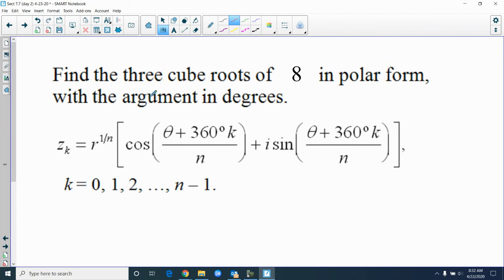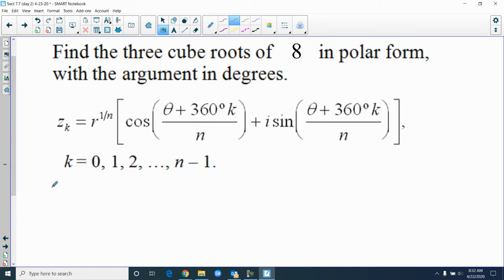All right, same concept. Find the 3 cube roots of 8. Well, 8 is a complex number. It is 8 plus 0i. Okay, it is a complex number. We're going to convert this to polar form.